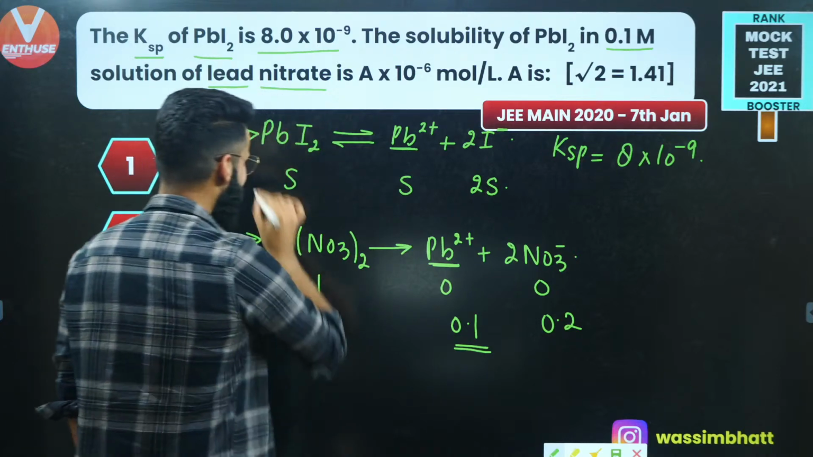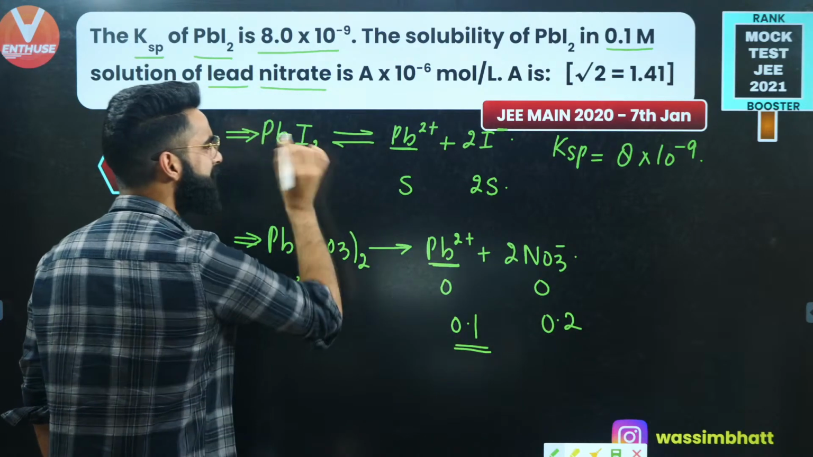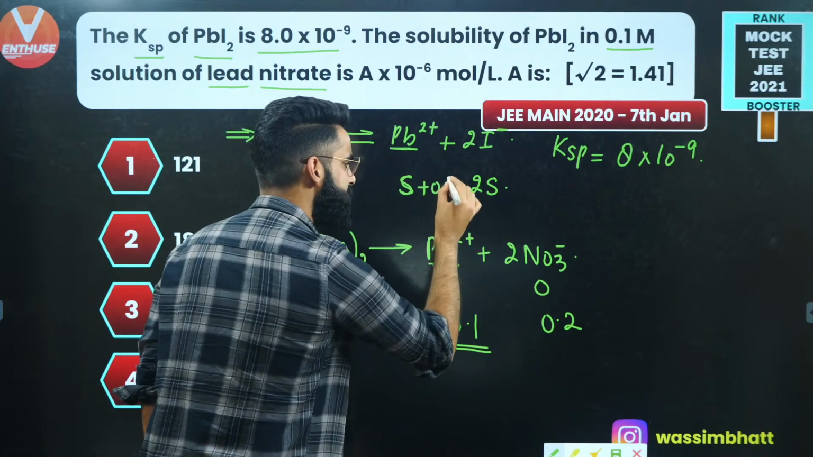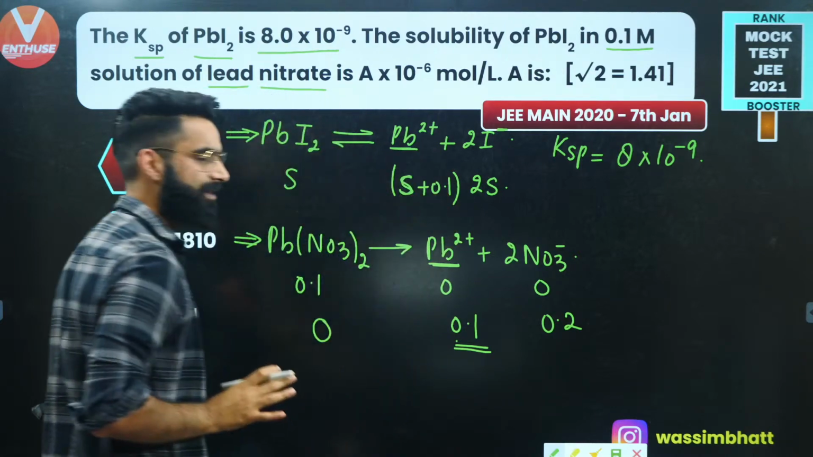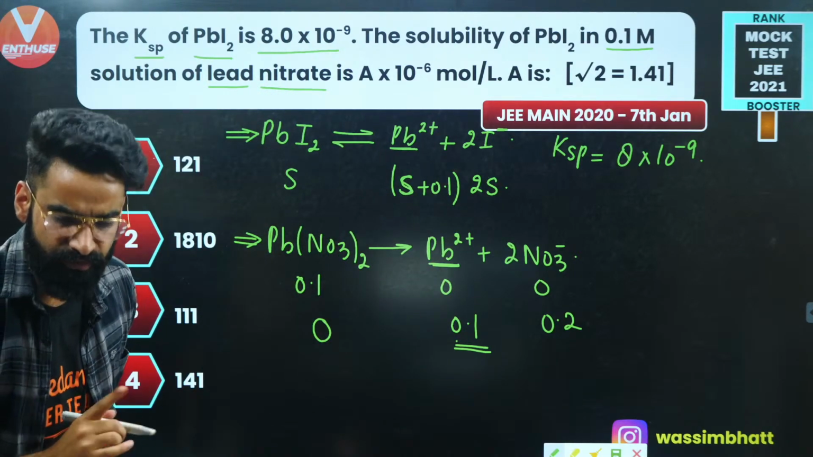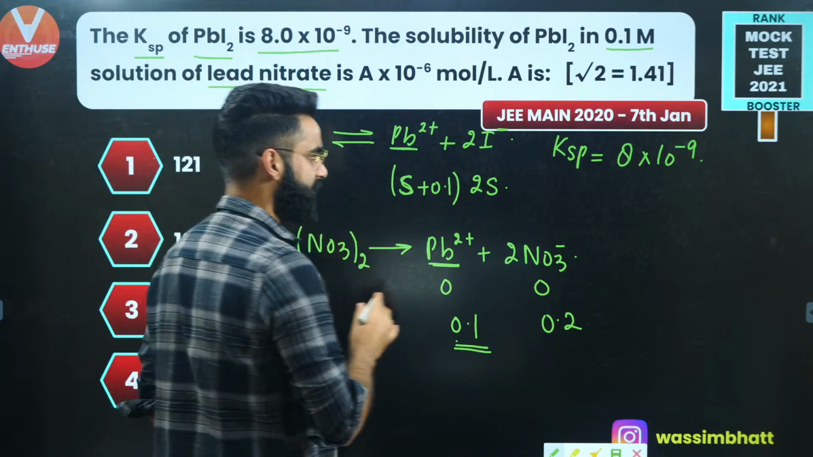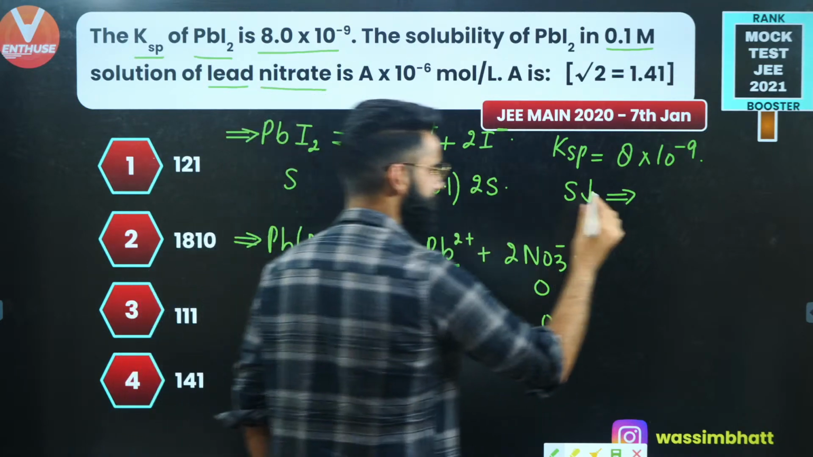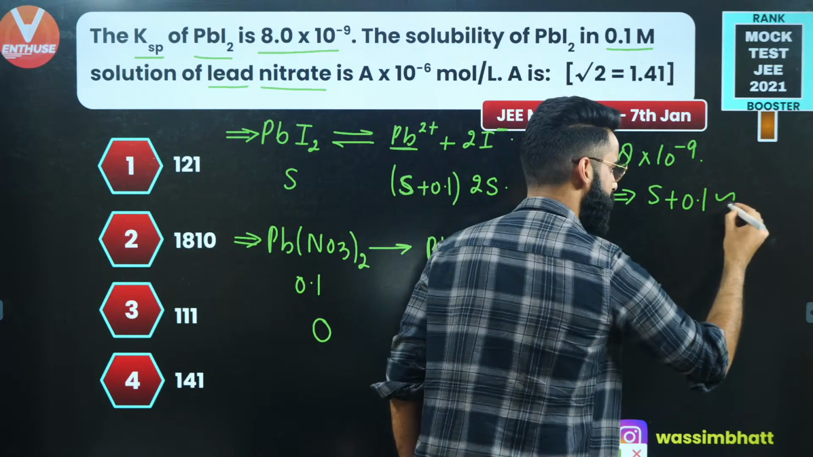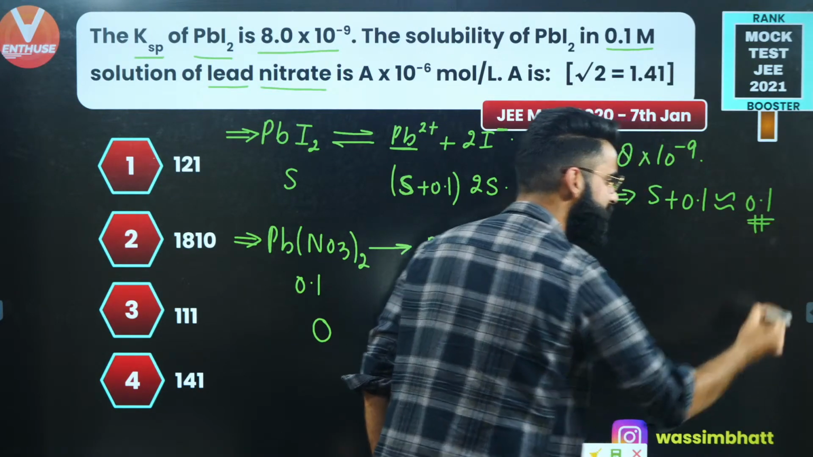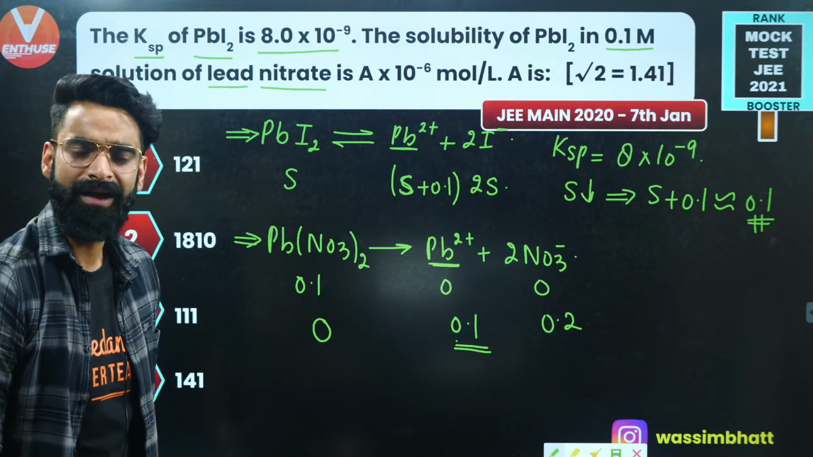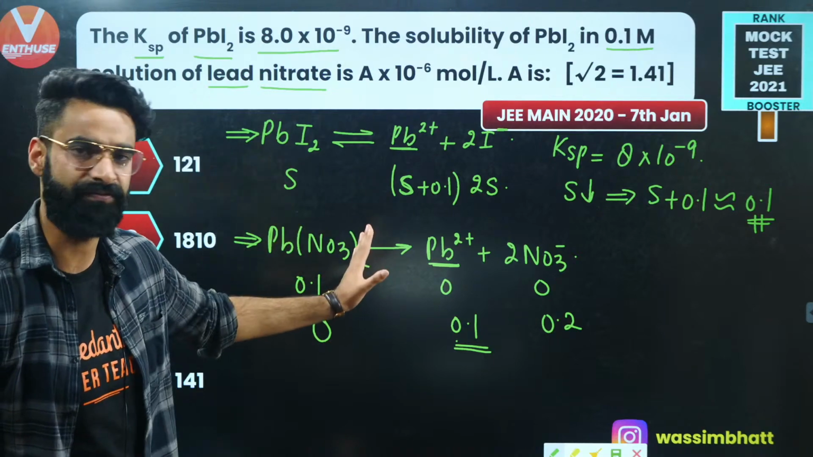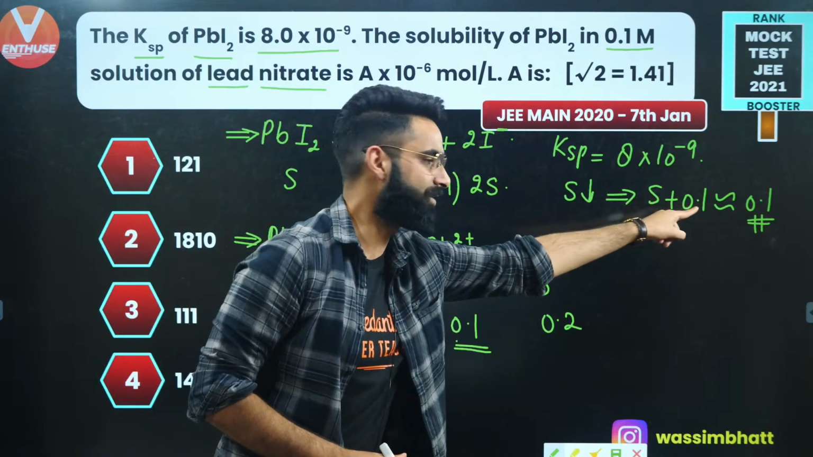Now people, if I ask you what the net Pb²⁺ concentration in the container is going to be, it is going to be S plus 0.1, right? Now, due to the common ion effect, as I told you a few minutes back, the solubility decreases, due to which I'm assuming S plus 0.1 is approximately equal to 0.1 only, because the solubility has decreased. I'm assuming the solubility after the common ion effect is less than 0.05, so you can neglect this solubility in the presence of this 0.1.